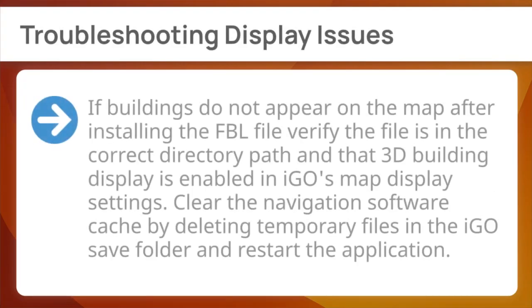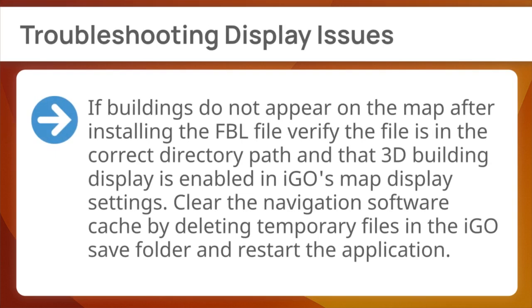Finally, troubleshooting display issues. If buildings do not appear on the map after installing the FBL file, verify the file is in the correct directory path and that 3D building display is enabled in iGO's map display settings. Clear the navigation software cache by deleting temporary files in the iGO save folder and restart the application.